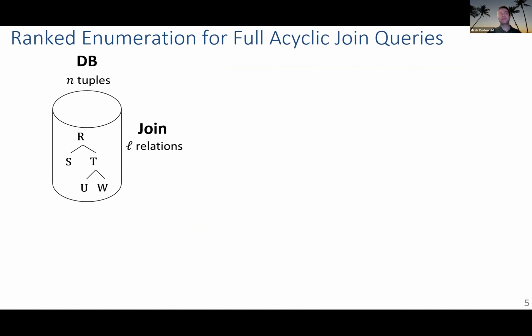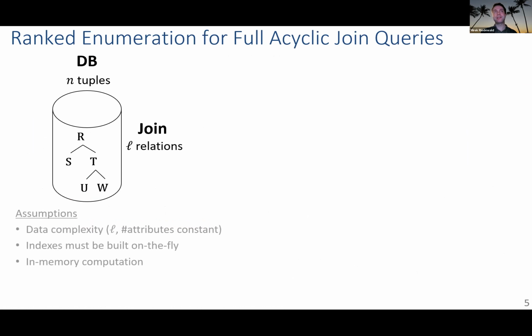Quick reminder, since it's already a while ago, we have a database setting again with multiple relations. Here we're joining L relations. Each of them has order n tuples in it. The assumptions are we're looking at data complexity, so the number of relations that we're joining is a constant. Similarly, the number of attributes in the relation is considered a constant because they don't typically grow, right? The schema is given, but the data keeps growing as people are writing articles. Any kind of index that we would want would have to be built on the fly. And we're looking here specifically at in-memory computation complexity.